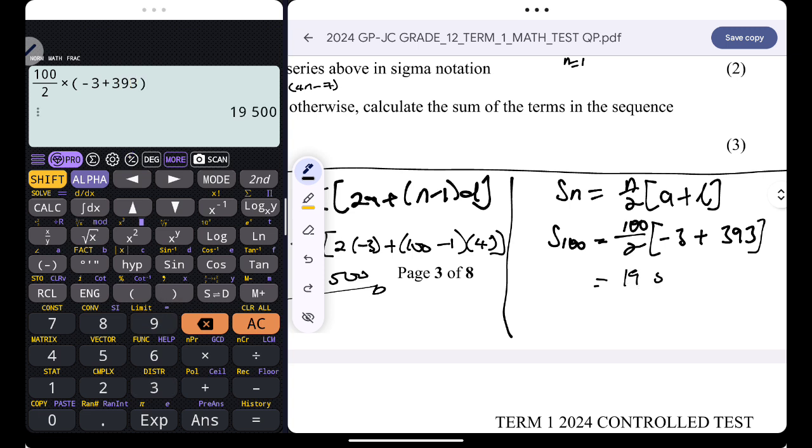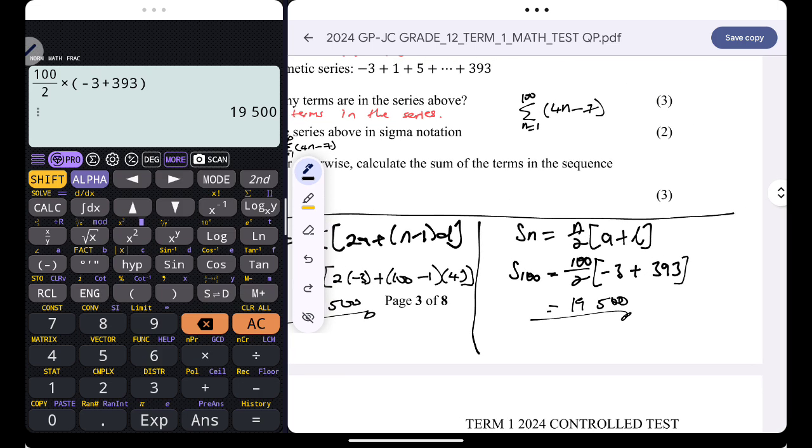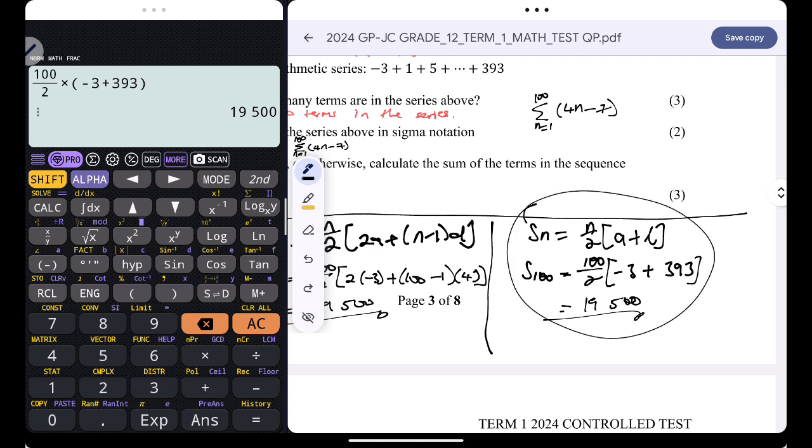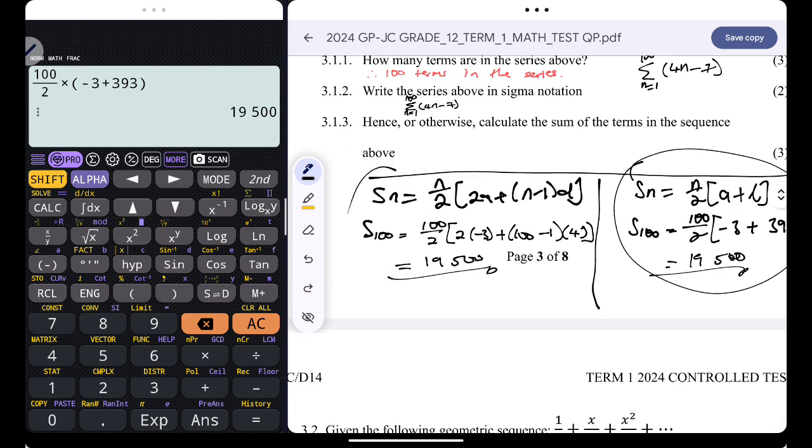I still get 19,500, right? But please guys, you only use this one if and only if you know the value of your last term. If you don't know the value of your last term, just stick to this one. The first one always works. Whether you have the last term or not, it always works.